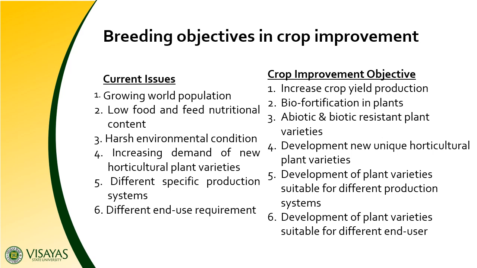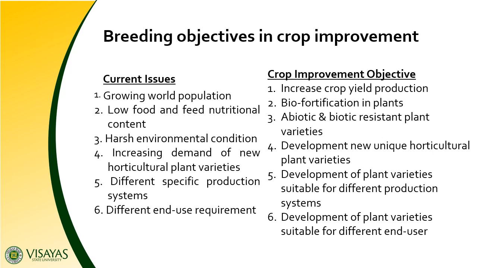Then you have here 6 different end use requirements. So here, development of plant varieties suitable for different end use requirements. Like for example, if you are producing tomato for table, for industry and for family consumption. So there are different end use requirements of different tomatoes.